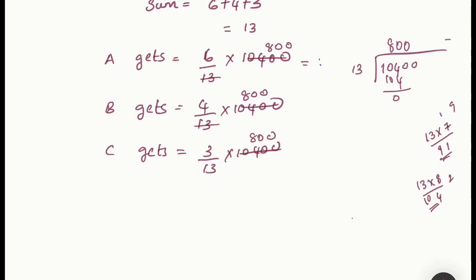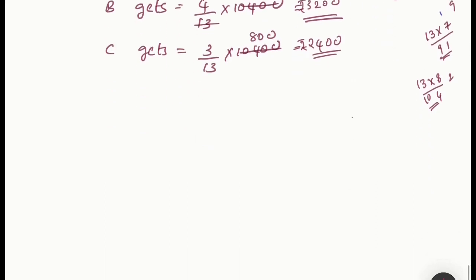Now we can easily multiply it. What are you getting? 6 eights are 48, 2 zeros. 4 eights are 32, 2 zeros. 3 eights are 24, 2 zeros. So the answer: 10,400 can be divided as A gets 4,800, B gets 3,200 and C gets 2,400. Hope it's clear to you all.